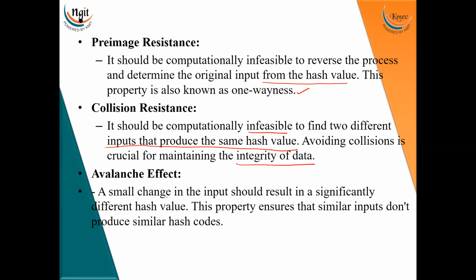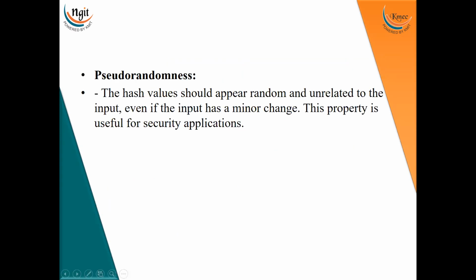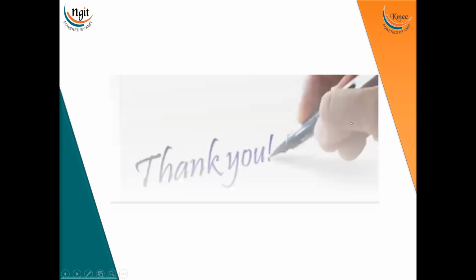What is the avalanche effect? A small change in the input should result in a significantly different hash value. This property ensures that similar inputs do not produce similar hash values. And pseudo-randomness: the hash values should appear random and unrelated to the input, even if the input has only a minor change. This property is mainly useful for security applications.